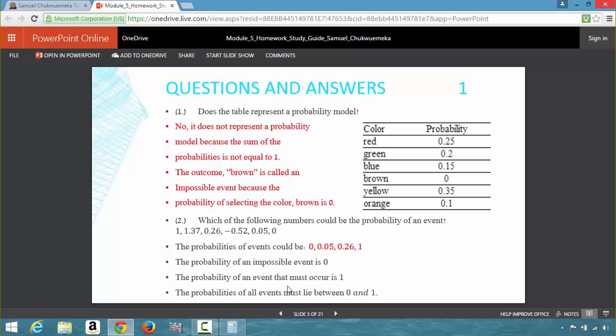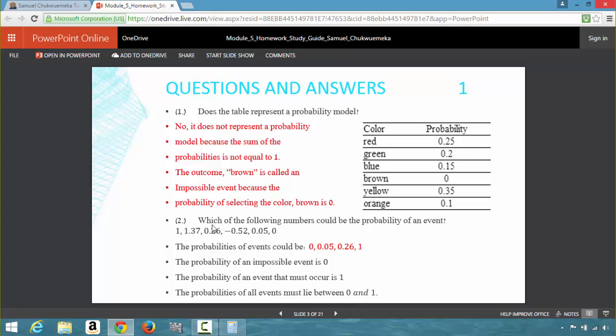So all probabilities of all events must lie between 0 and 1. It should not be less than 0, and it should not be greater than 1. The probability of an event will never be negative. It should not be less than 0. It should be greater than or equal to 0, and it should be less than or equal to 1. 0 being the probability of an impossible event, and 1 being the probability of an event that must happen.